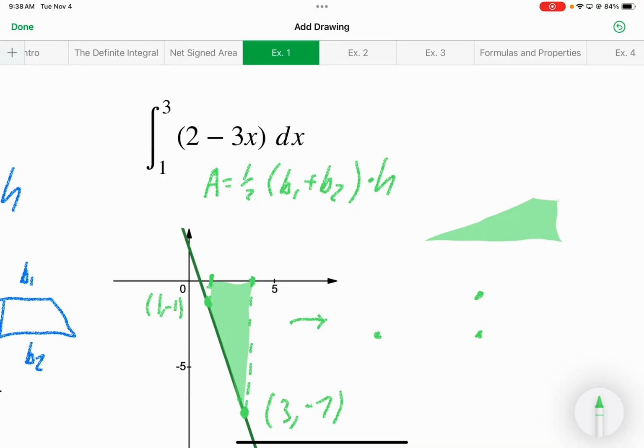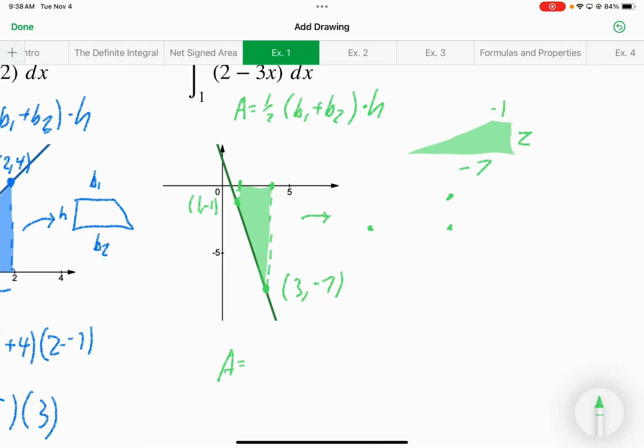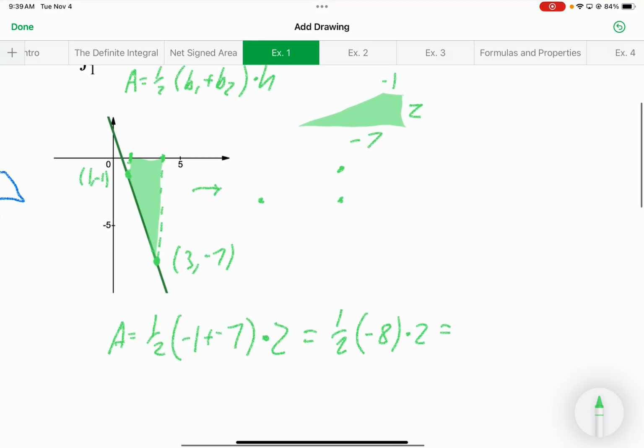All right, so the height of that rectangle in this case is actually going to be positive, right? Because it's just my change in my x values, so that's going to be a 2. But my base 1 and base 2 are actually going to be negative because they go down. So this one, let's say, is -1, and this one is -7. So let's find our area. Area equals 1/2 times base 1 plus base 2, which is -1 plus -7, and then my height is 2. So you would get 1/2 times -8 times 2, which gives me -8 units squared.